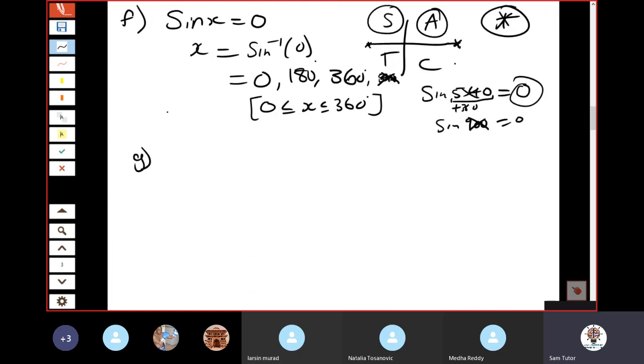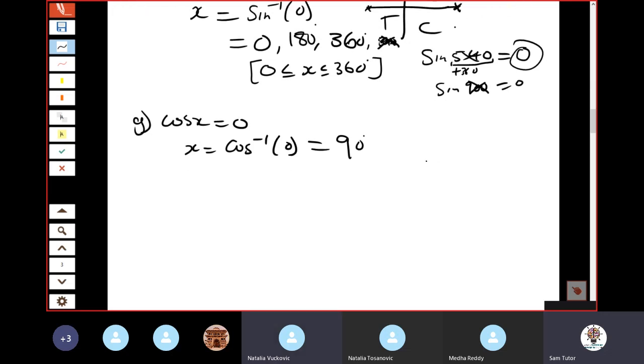G, cos x equals 0. Natalia, V. Yeah. Let's do this one. Cos x equals 0. Yeah. X equals inverse cos. So that's 90. Yes, is inverse cos of 0 90? Yes, it is. Yeah. And then what are you going to do now? So you can still do. Can you still do 360? Wait, you're meant to do all stations to central.